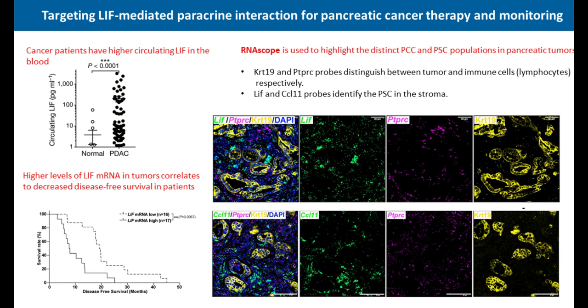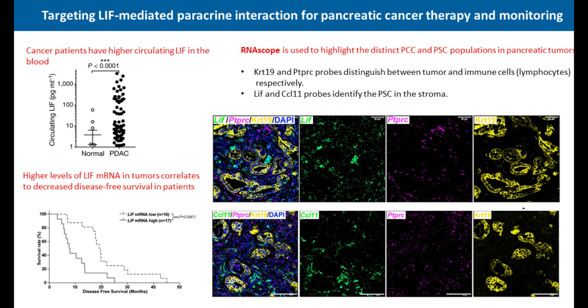They further went on to show that when they co-localized LIF and PTPRC with a keratin 19 antibody, they were again able to demarcate the tumor cells and then show co-localization of LIF with PTPRC, which is CD45, emphasizing that LIF was expressed in the stroma and not in the tumor cells.